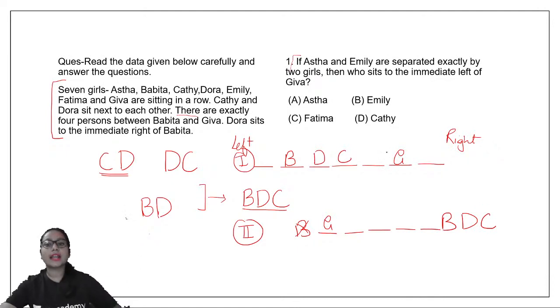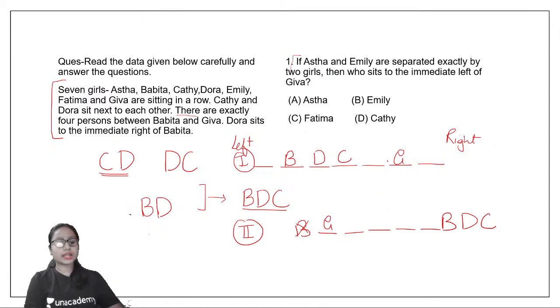The question says that if Astha and Emily are separated exactly by 2 girls, then who sits to the immediate left of Jiva? So Astha and Emily are separated exactly by 2 girls. Can you just tell me where we can fill Astha and Emily? Where can we enter Astha and Emily? Yes, please reply in the chat box. What should be the correct answer?